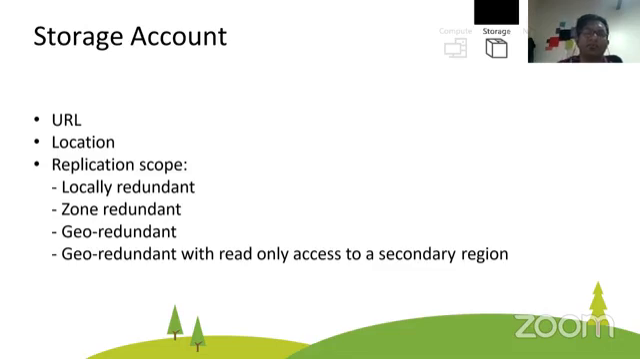So if a power failure happens, or there is a flood in one particular data center, the secondary data center will be available. So if you have selected zone redundant, your file will be available in all these four data centers which are there in Mumbai.